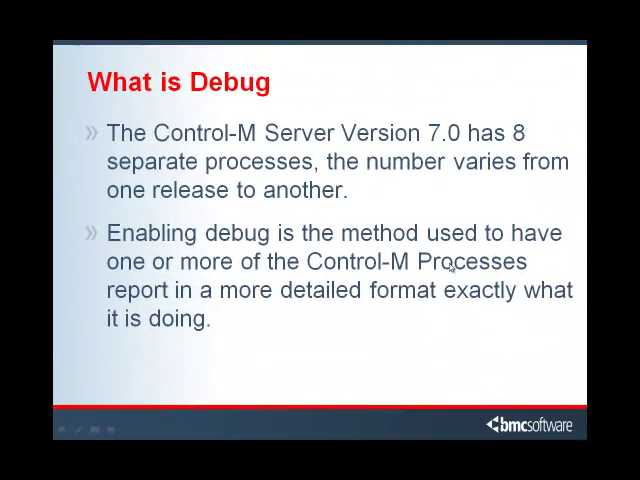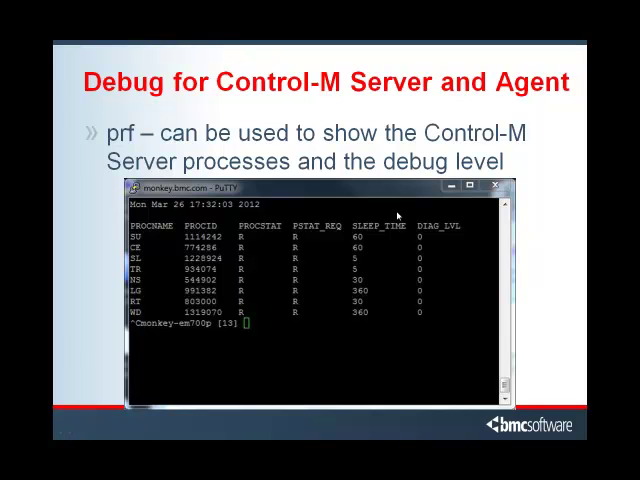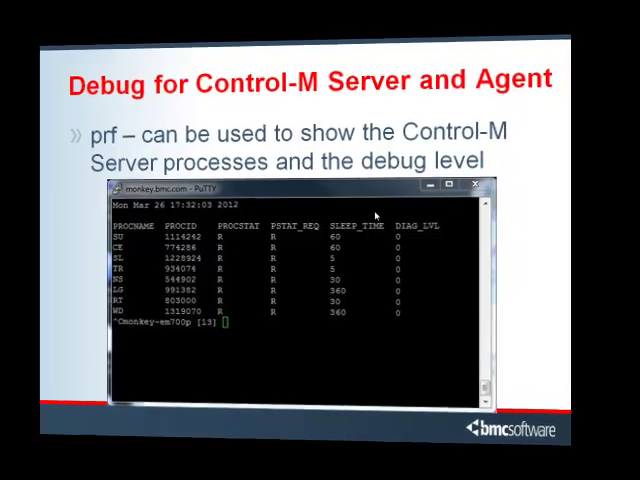The Control-M Server version 7.0 has 8 separate processes. The number of processes varies from one release to another. Enabling debug is the method used to have one or more of the Control-M processes report in a more detailed format exactly what it's doing. The PRF command will show all the processes that are running, the process ID, the state, and the diagnostic level.